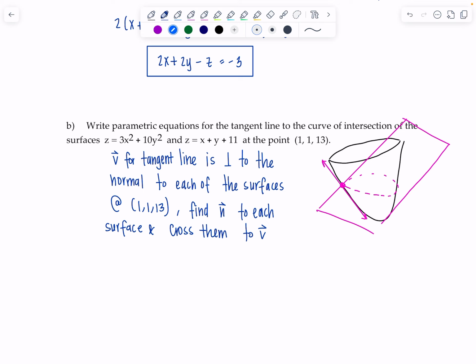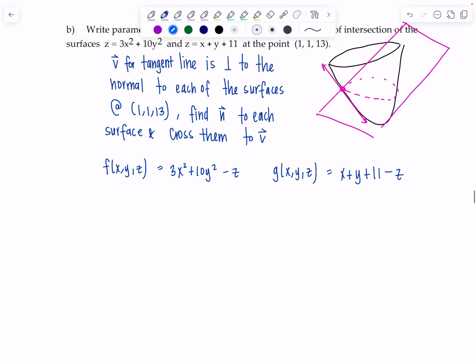So I'm going to call f of xyz the paraboloid, so it'll be 3x squared plus 10y squared minus z. And then I'm going to call g of xyz the plane, so I'm going to redefine it as x plus y plus 11 minus z. The normal to each of these surfaces is given by their gradient. So the gradient of f would be 6x, 20y, -1. And the gradient of g is 1, 1, -1.